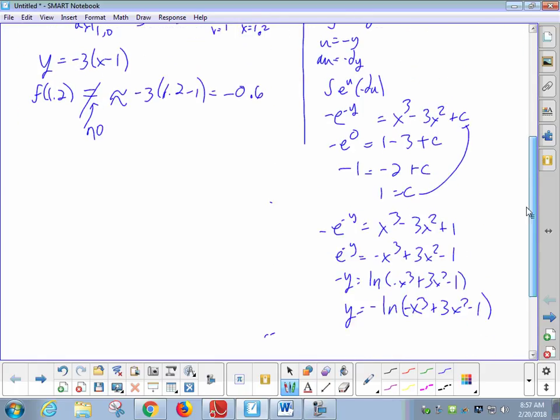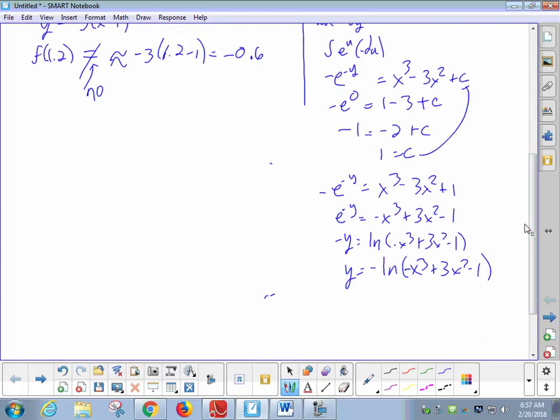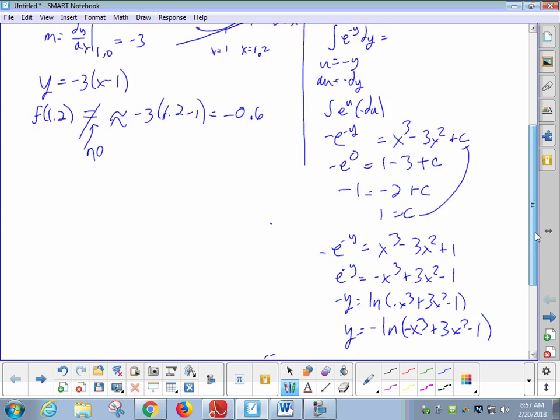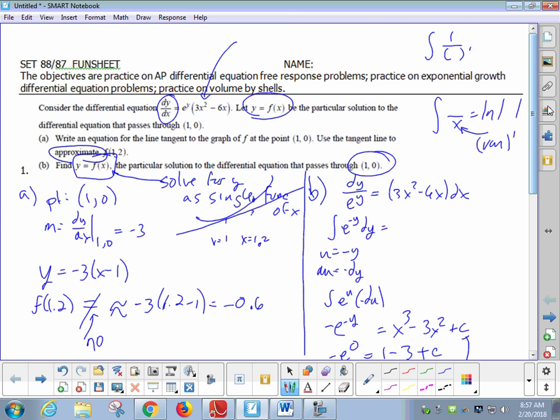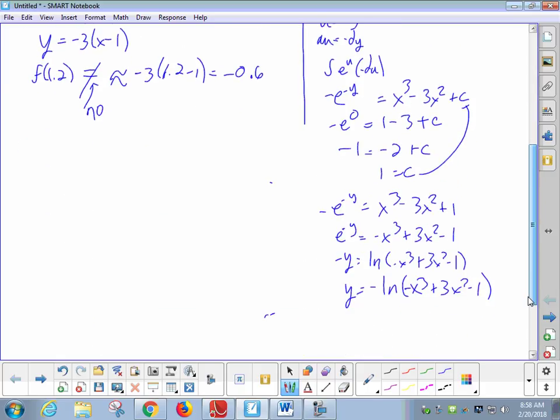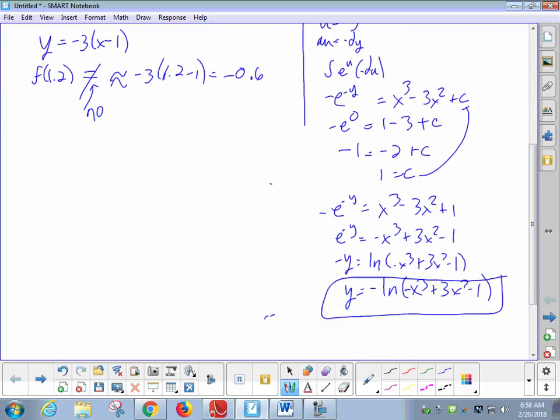If you had time on the AP test, you have a place where you could check that things are going well. At the very least, you can check that this gives you the initial condition. Does this make the point 1, 0? Well, if I put in 1, I'd get natural log of negative 1 plus 3 minus 1. That's natural log of 1. That is 0, so at least the initial condition is met. Whether this actually yields that derivative would take a little more work to verify. Are you with me? That's my answer. Now let's talk scoring.